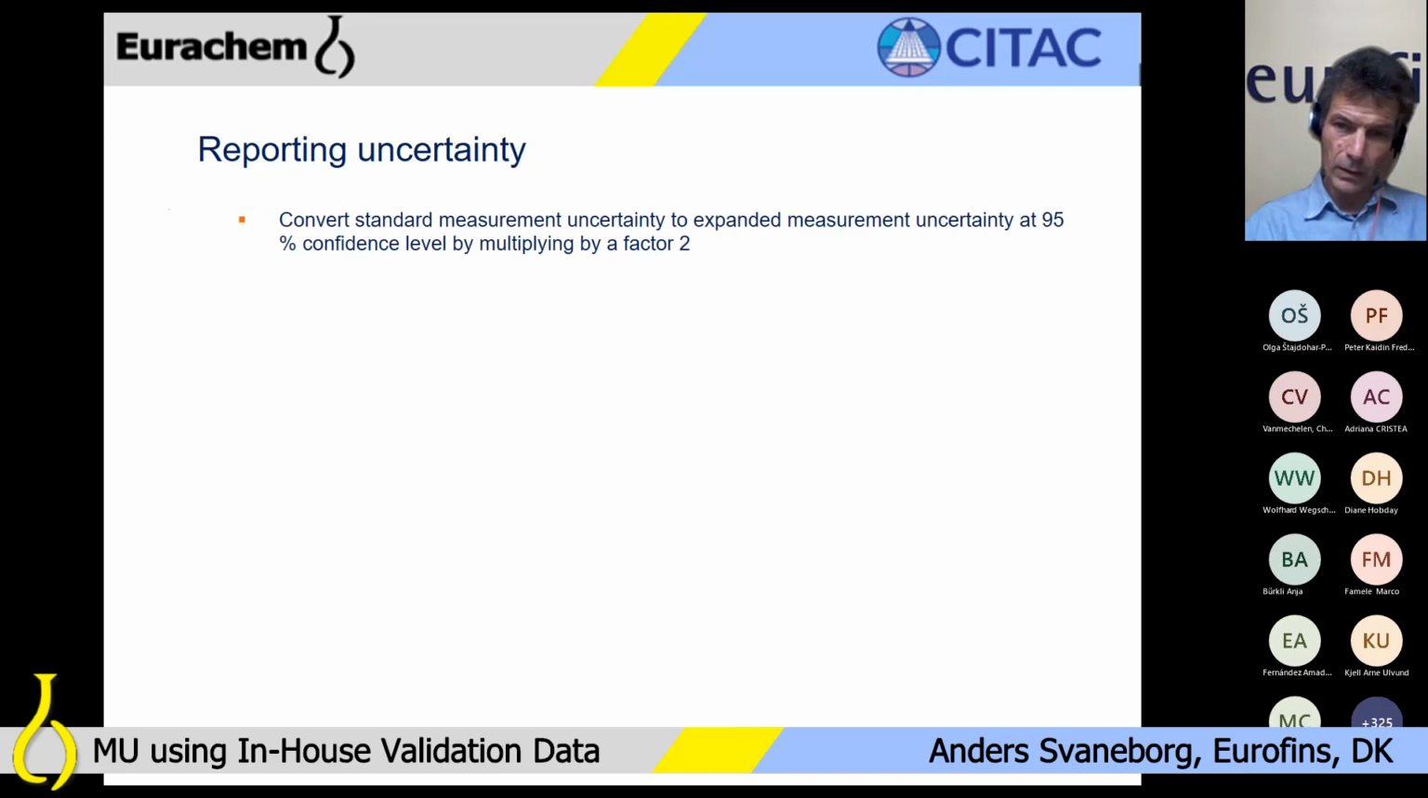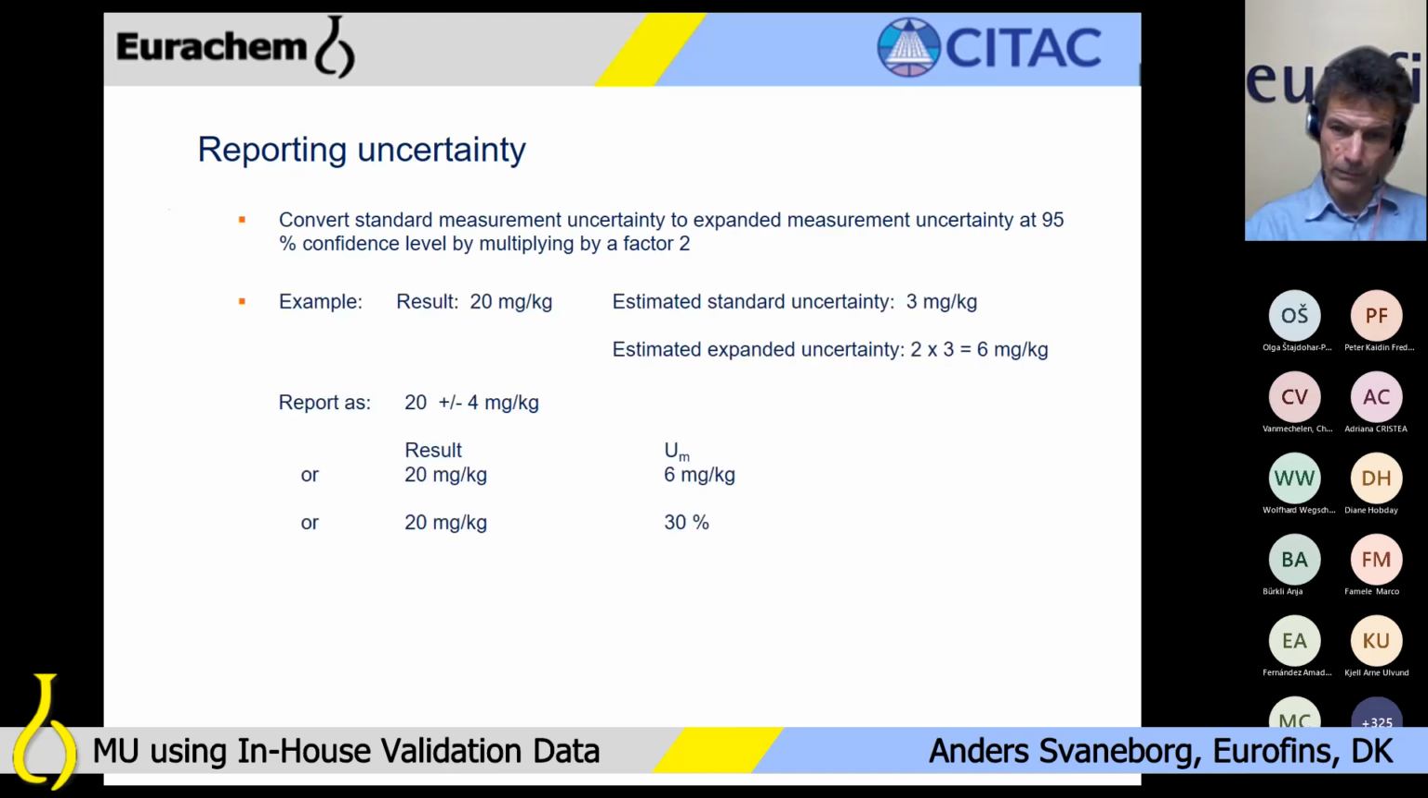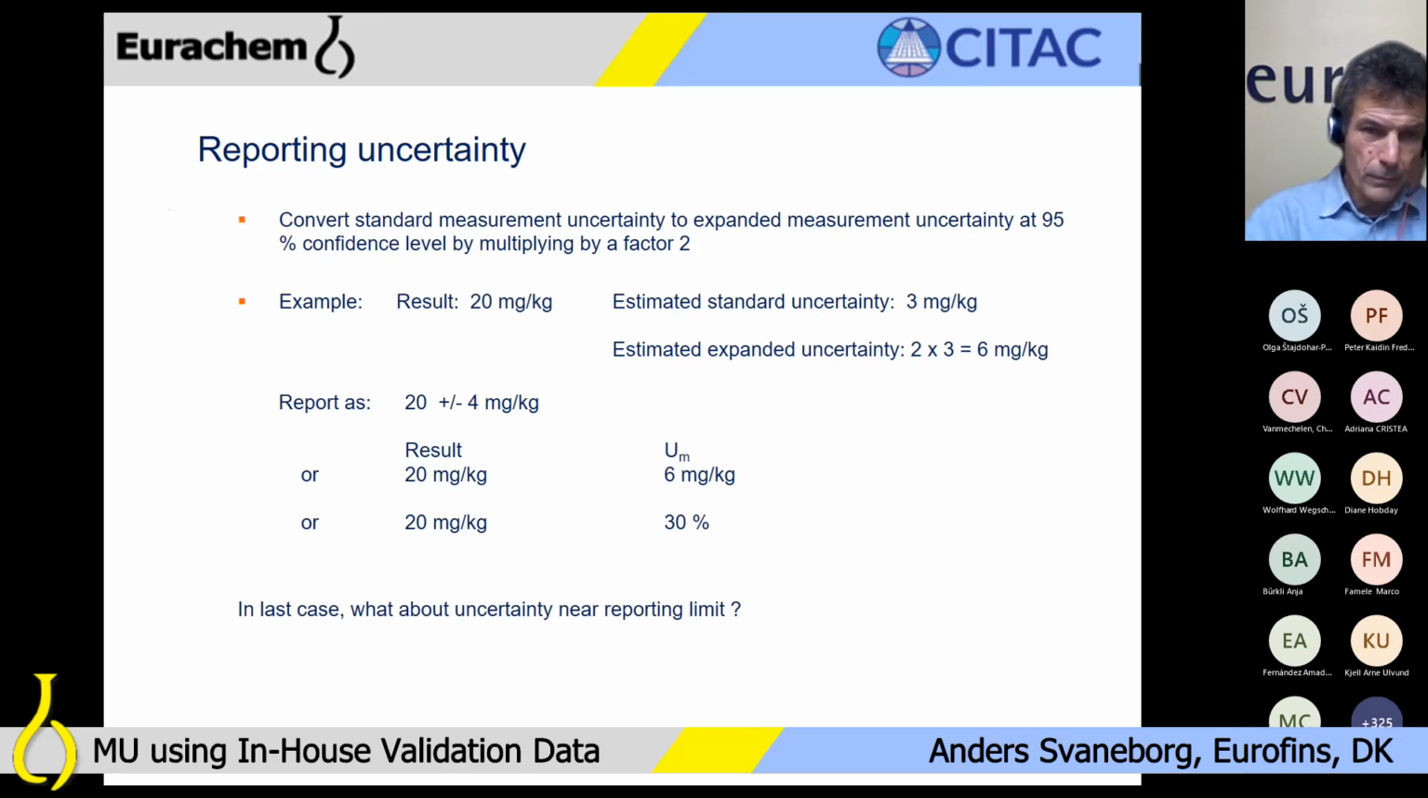Yes. Then a little bit about how we report the uncertainty. The standard measurement uncertainty is converted to expanded measurement uncertainty at 95% confidence level by multiplying by a factor of 2. We have an example here. We have a result of 20 milligram per kilo, and then the estimated uncertainty is 3 milligram per kilo, and the expanded uncertainty will then be 6 milligram per kilo.